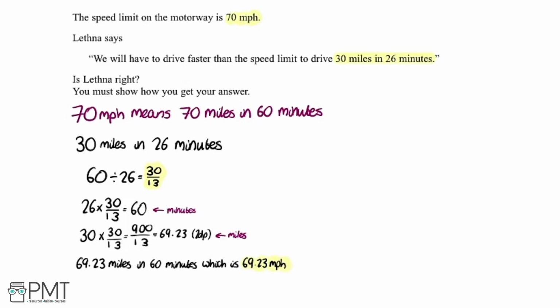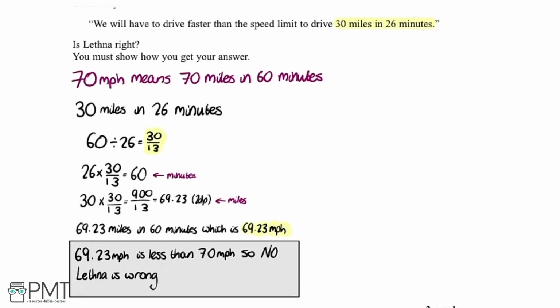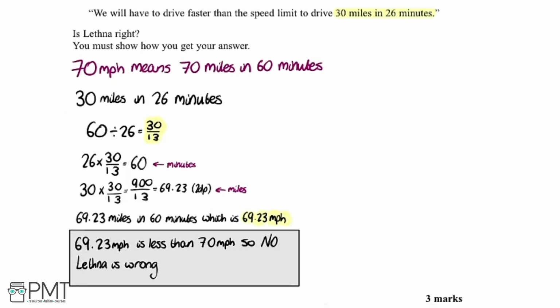So to get the mark, we need to write that in some sort of conclusion. So I've written it as my conclusion here. 69.23 miles an hour is less than 70 miles an hour. So no, Lethner is wrong. And it's important here to say the word no, because we need to look back at the question. We always need to remember to answer the question when we have to do a statement like this. We're answering the question, is Lethner right? And the answer is no, and this is why.